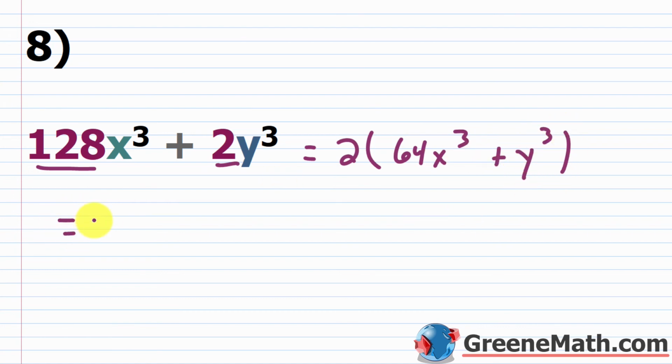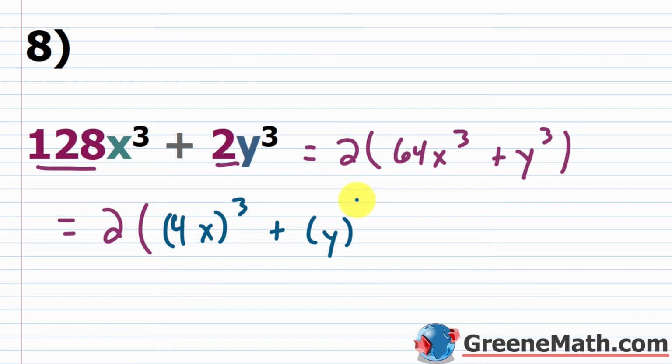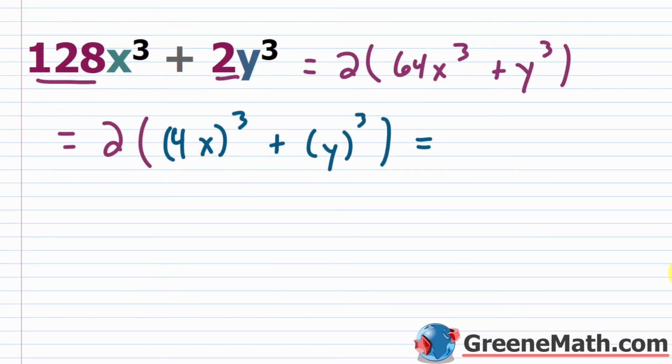Okay, well, I can rewrite this. Let me keep the 2 out in front. 64 is what? It's 4 times 4 times 4, or it's 4 cubed. So I'm going to write 4x, and then I'm going to cube this, and then plus, let's go ahead and put parentheses around the y to make this crystal clear, and I'm going to cube this. Okay, so what is this going to be? Can we do this without our formula?